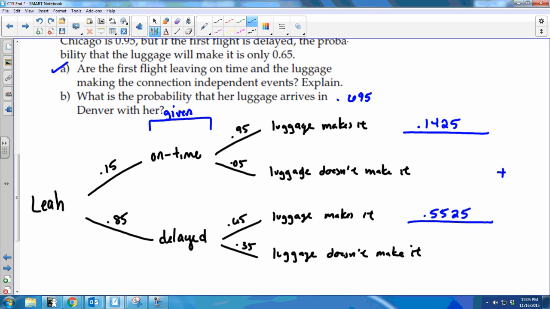I could also just answer singular questions, like what's the probability that her luggage makes it given her flight was on time? That would just be this number. What's the probability that her luggage makes it given it was delayed? That's just this number, right? You could have done the same thing if it said, what is the probability that her luggage does not arrive in Denver with her? You would just add the other two outcomes, okay? So you can use a tree for a lot of things.